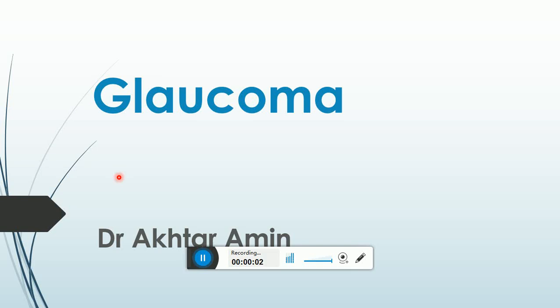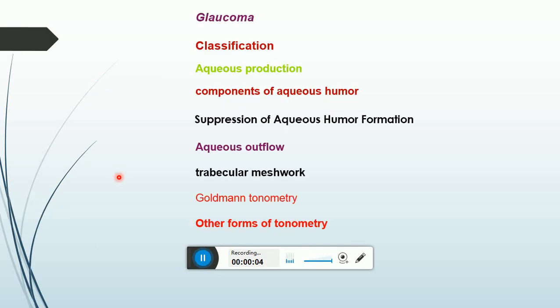Before starting glaucoma, it is necessary to know about the aqueous humor: how it is produced, what the components of aqueous humor are, and how it is suppressed, because suppression of the aqueous humor is the only tool to control glaucoma. We should also know about aqueous outflow, the trabecular meshwork, Goldmann tonometry and other forms of tonometry before starting on the different types of glaucoma.